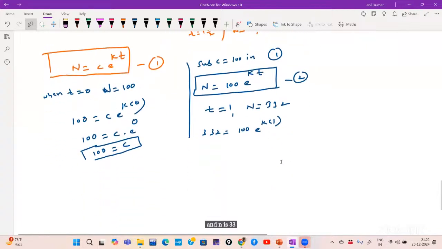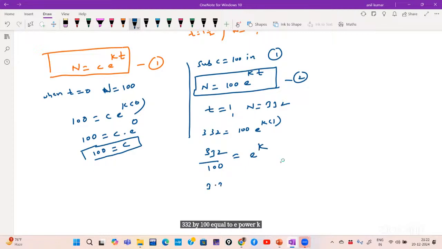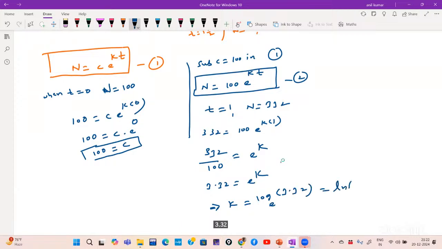Here you may notice one thing. You may convert the time in minutes also. Your wish. 332 by 100 equal to e power k. 332 by 100 is 3.32. That implies k equal to log base e 3.32. I already explained clearly, this is ln, natural logarithm. ln 3.32 is 1.199.